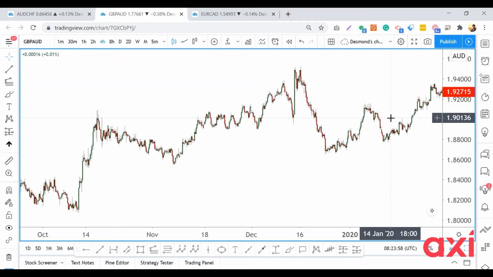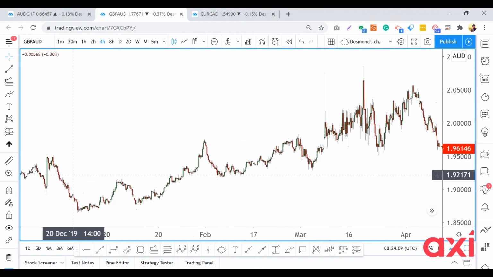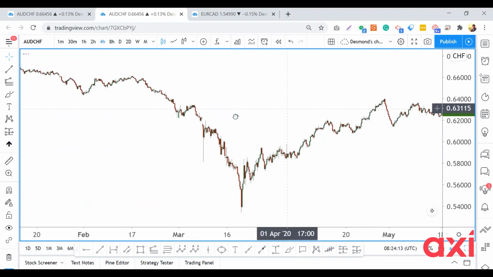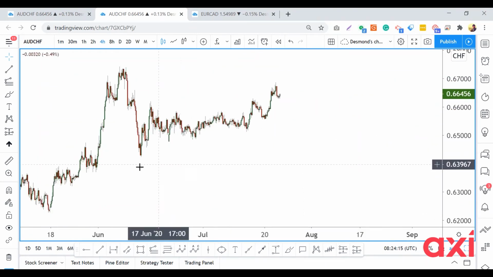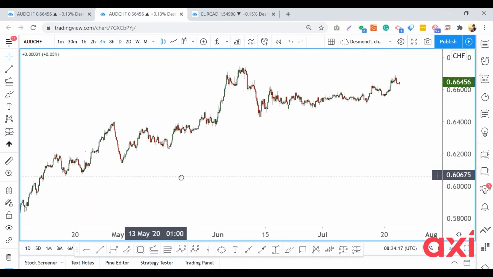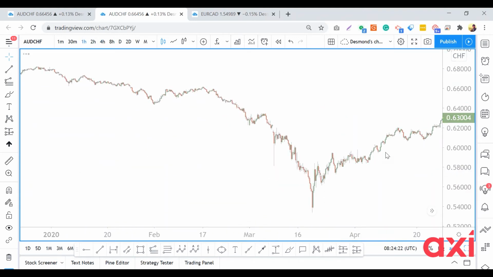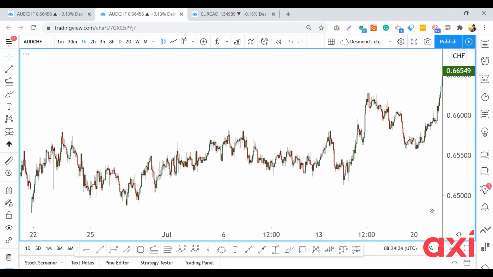So when it comes to drawing Fibonacci retracements or extensions, one thing you always have to take note of is that you are looking for clear market structure. Same thing with retracements and extensions. I'm going back to one of my favorite currency pairs, Aussie franc. One guiding principle which you should always use. Sorry, I just need to go back to my 1-hour chart.